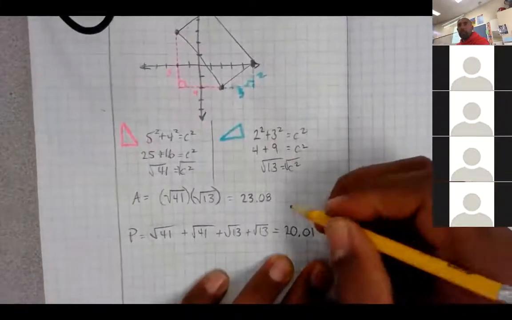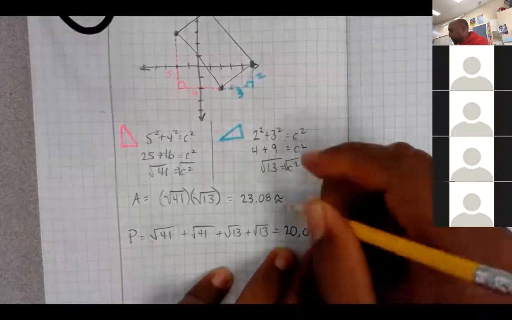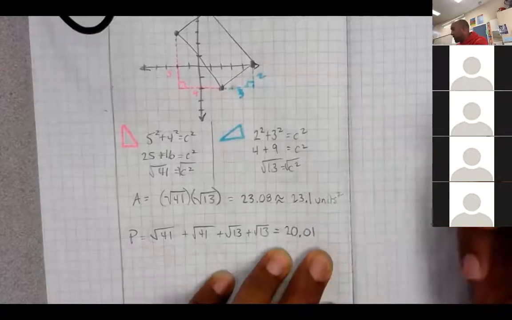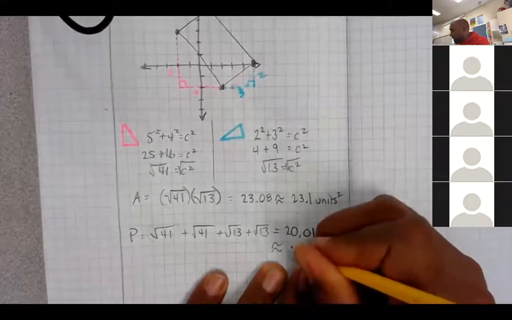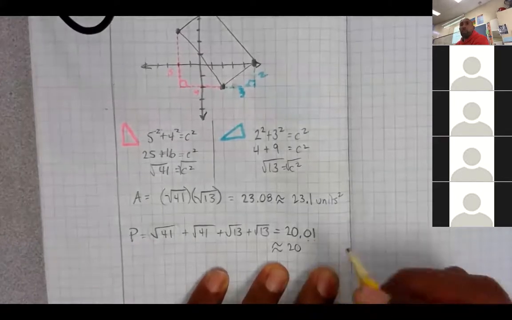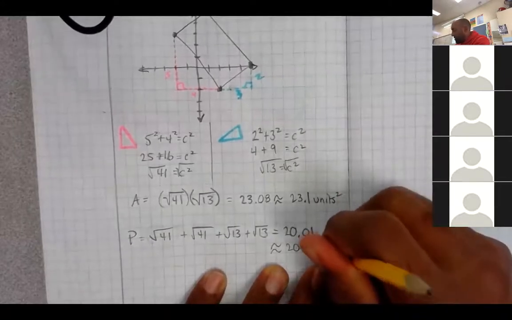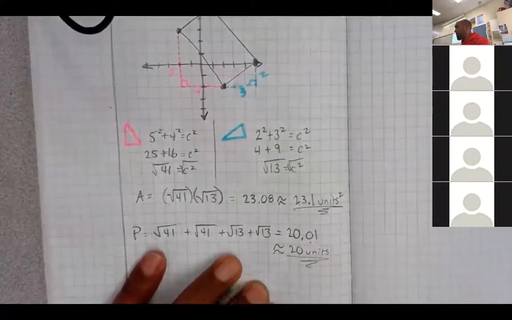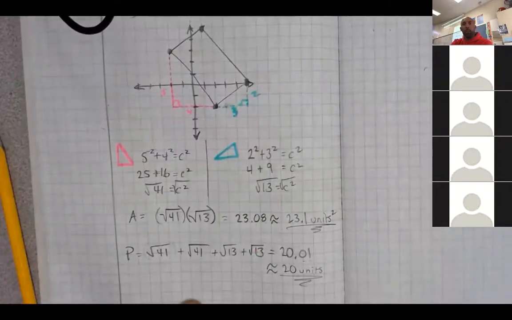All right, so I want to round that. So the 8 will move that 0 up to 1. So I'll get 23.1 units squared. And then this guy, for the perimeter, the 1 doesn't change that. So this rounds to 20.0. But if all you have is 0, you don't have to write the 0. I'll just round to 20. Sorry, not 20 units squared, just 20, because we're talking about the distance, not the area. All right, and that is it.